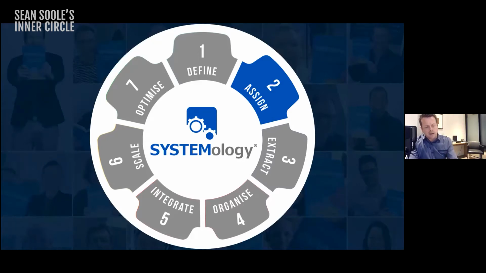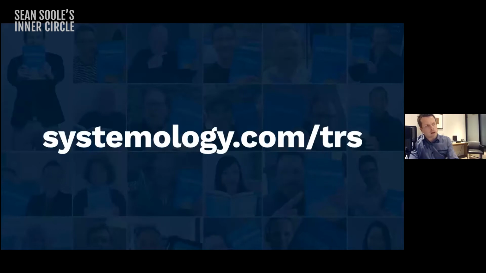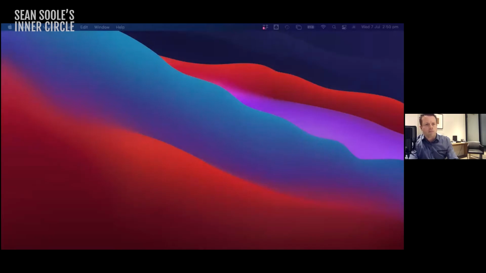So I'm going to help you identify if you're the right person to be creating some of the systems and processes. If you go to this URL, systemology.com/TRS, which stands for Team Revealer System. And I'm going to do this work with Deb right now, and I'll show you what this quiz does. This is going to help identify if you or someone else on your team is the best person to be creating your systems and processes.